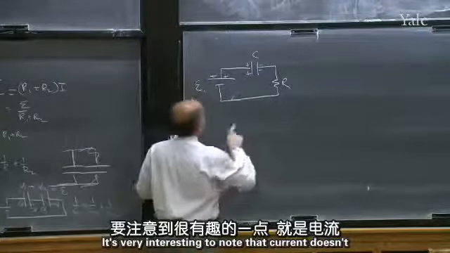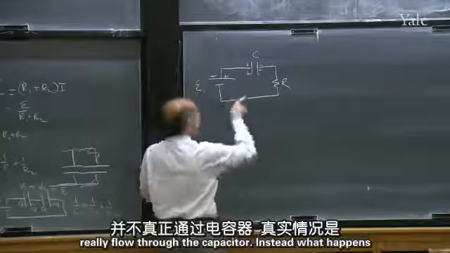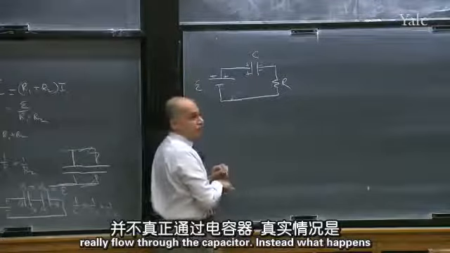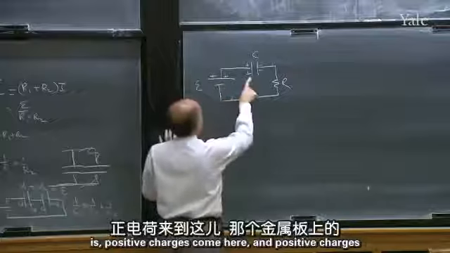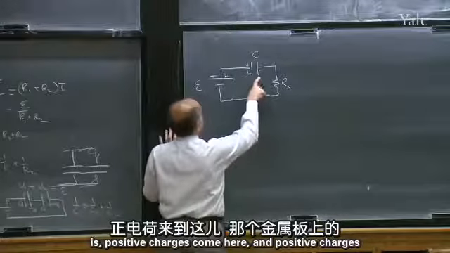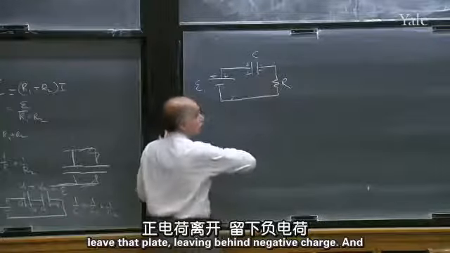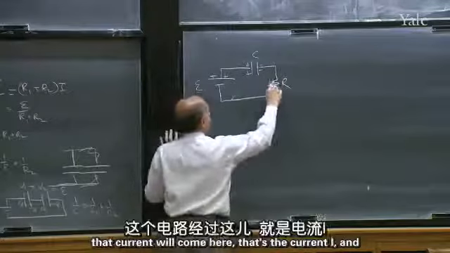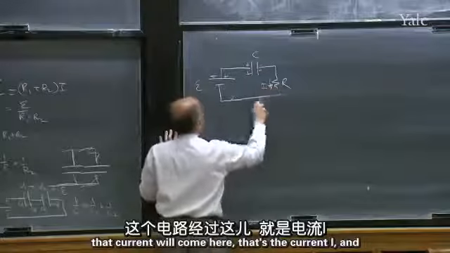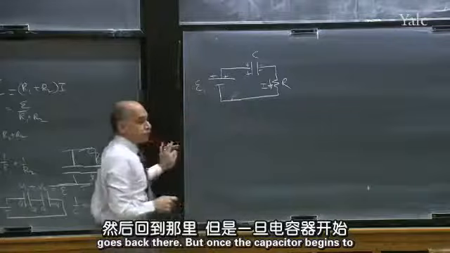It's very interesting to note that current doesn't really flow through the capacitor. Instead, what happens is positive charges come here, and positive charges leave that plate, leaving behind negative charge. And that current will come here. That's the current I, and goes back there.